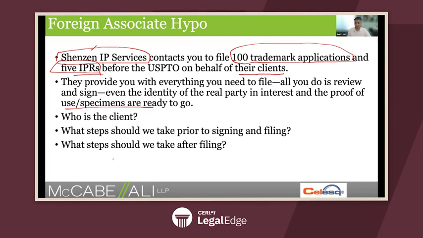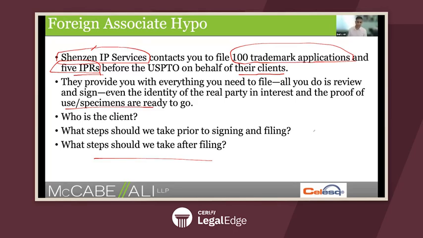And then what steps should you take after the filing? So let's think for a second. Is client consent necessary if you file these applications on behalf of a party? What if, let's just say this was a patent application and you wanted to get micro entity status. Do you need to talk to the client? How do you know how much the fees that you're charging to Shenzhen are being marked up?